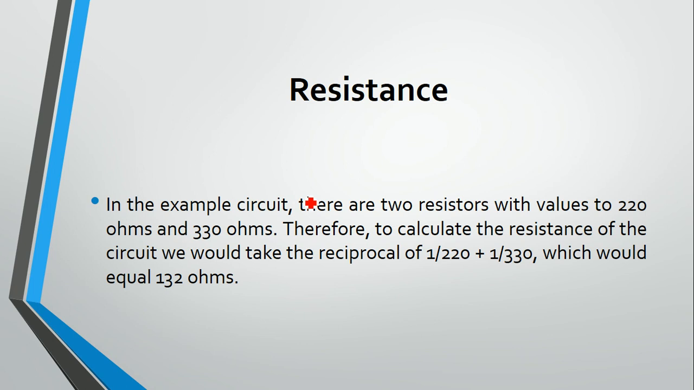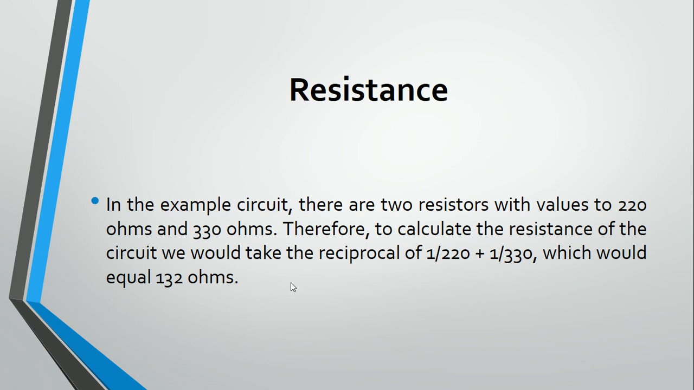Okay, so we have an example. In the example circuit, there are two resistors with values 220 ohms and 330 ohms. Therefore, to calculate the resistance of the circuit, we would take the reciprocal. We convert 220 to 1 over 220, and 330 to 1 over 330, which would equal 132 ohms.